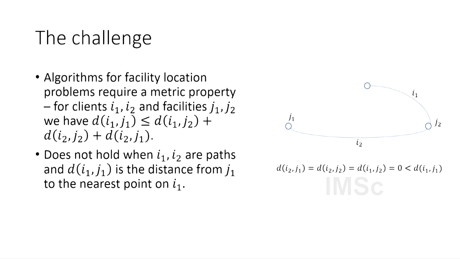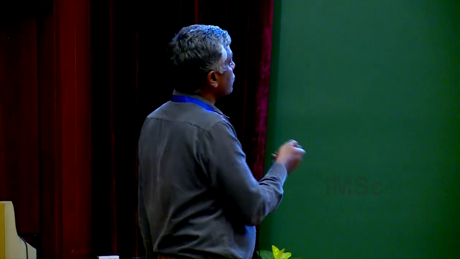Now first you will have to think of what is the distance of a client from a facility. Now the client is a path, so what is the distance of a path from a point? A facility is a point. A natural definition would be to look at the nearest point on the path and define that as the distance. But when you do that, this inequality goes away.